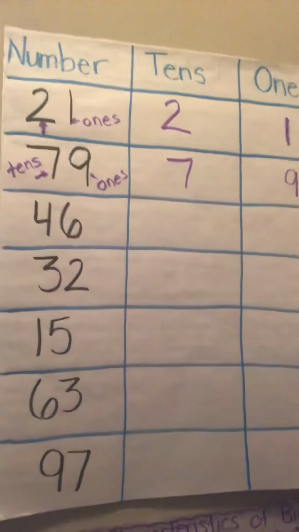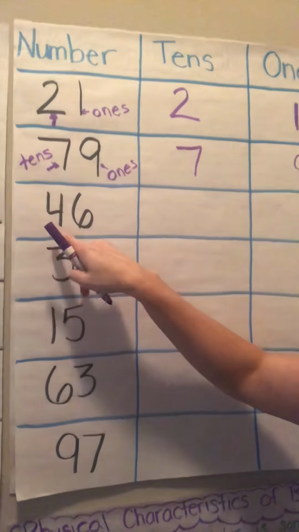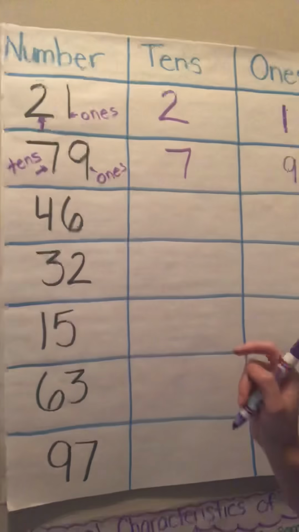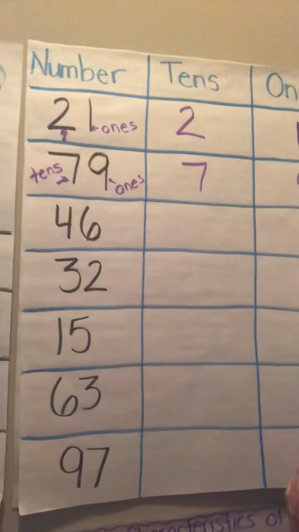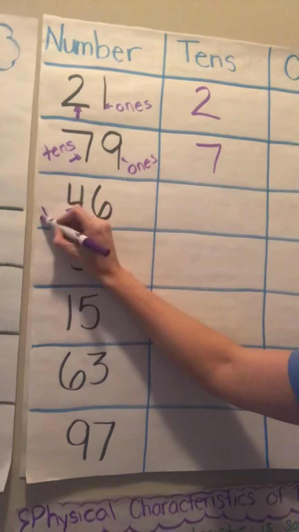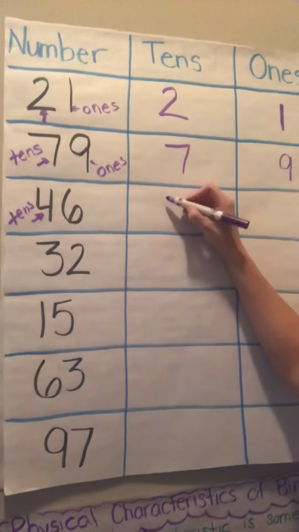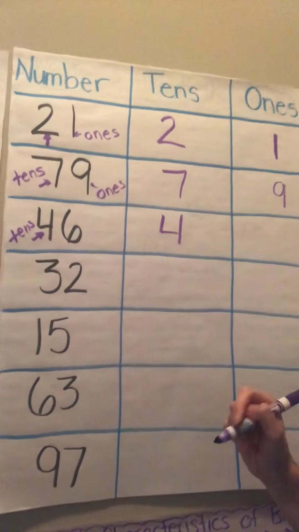All right, let's do one more together. And then the rest you're doing on your own. So we have the number 46. So again, we're doing our tens place first. So what number's in our tens place? Right, the 4 is in our tens place. So we have 4 tens or 4 groups of 10 to make 40.